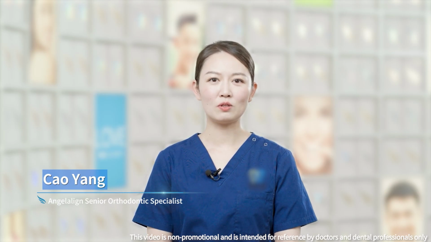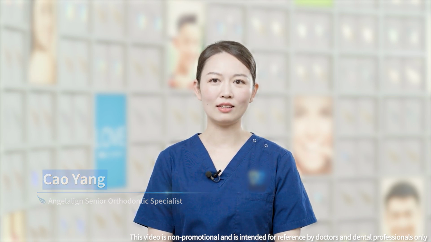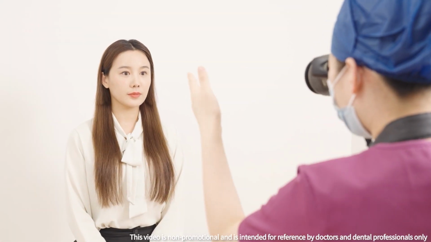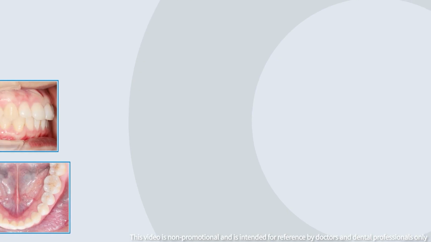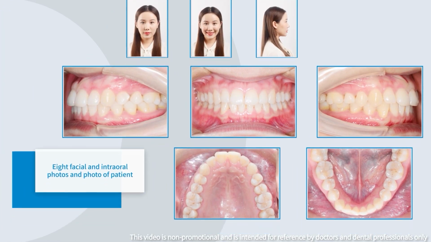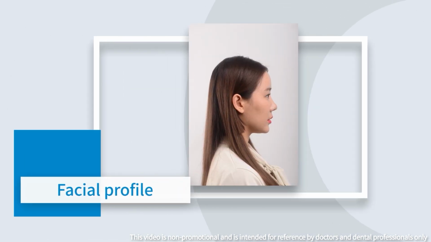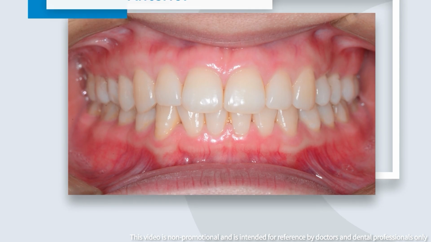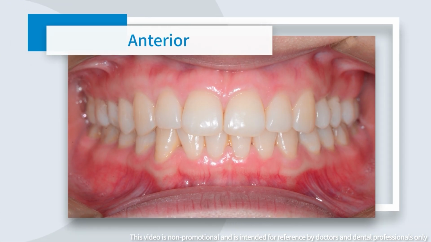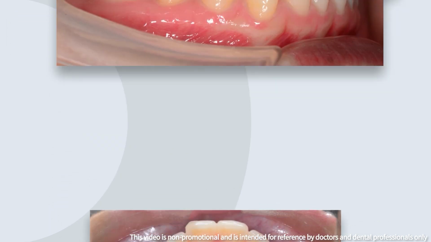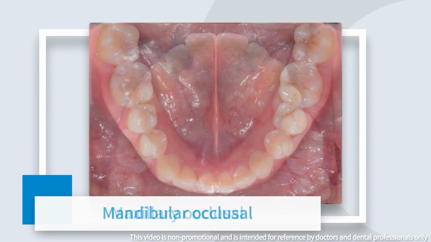For orthodontic treatment records, high-quality extraoral and intraoral photos can accurately represent the facial and dental conditions of the patients, which is helpful to the Angel Aligner team to provide an accurate ortho setup that could deliver more predictable treatment outcome. A total of 8 photos are needed for extraoral. There are frontal view, frontal smile, profile, respectively. For intraoral, there are anterior view, lateral left and right view, and maxillary and mandibular occlusal view, respectively.